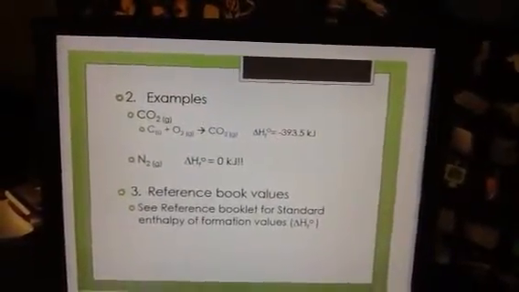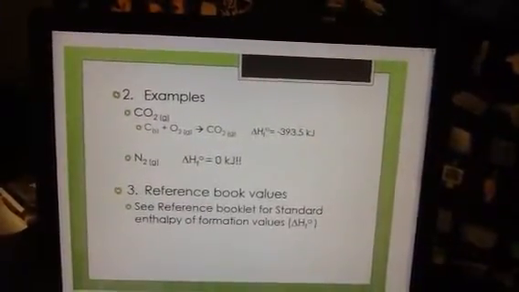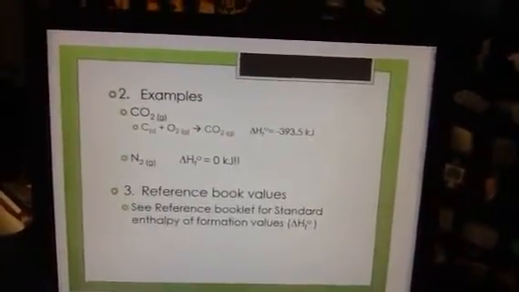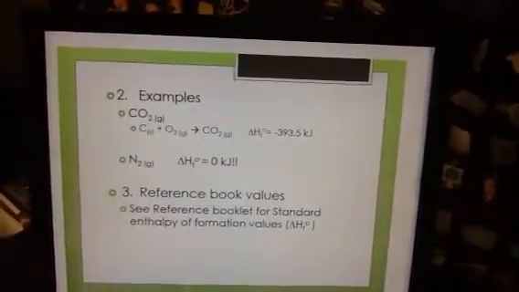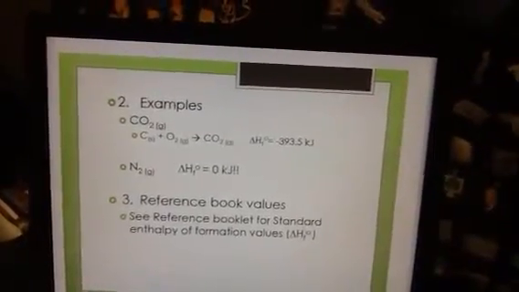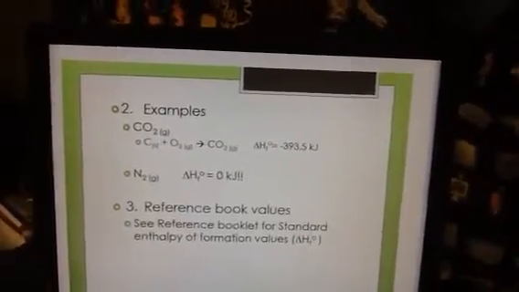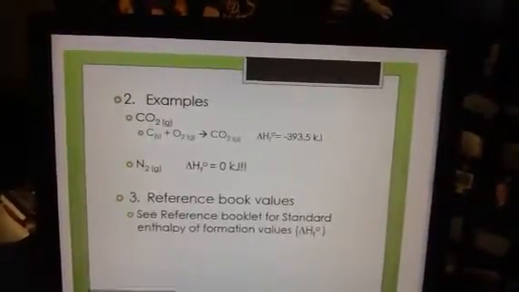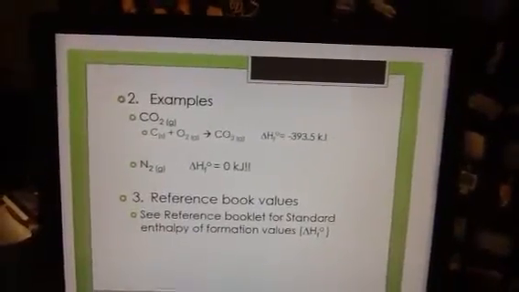So an example of a standard enthalpy of formation would be the formation of carbon dioxide gas from its elements, carbon and oxygen, and its associated standard enthalpy of formation is negative 393.5 kilojoules. And that would be something that you could find in the reference book. Just like another example would be that N2 gas formed from its elements would have a delta H of formation of 0 kilojoules. Why? Because it's already in its elemental form. So any enthalpy of formation for any element is always 0, and a compound is calculated from its elements.